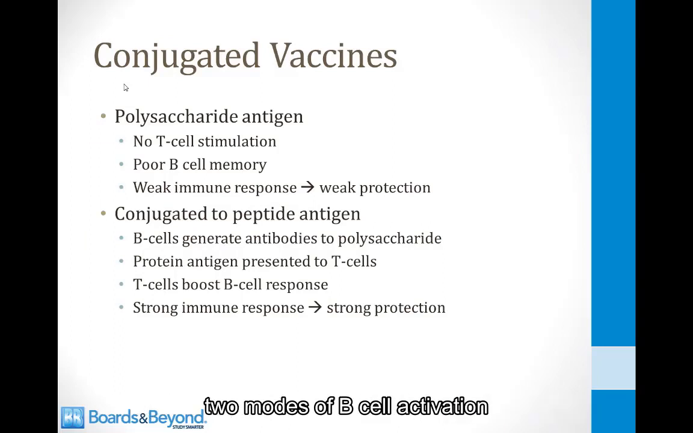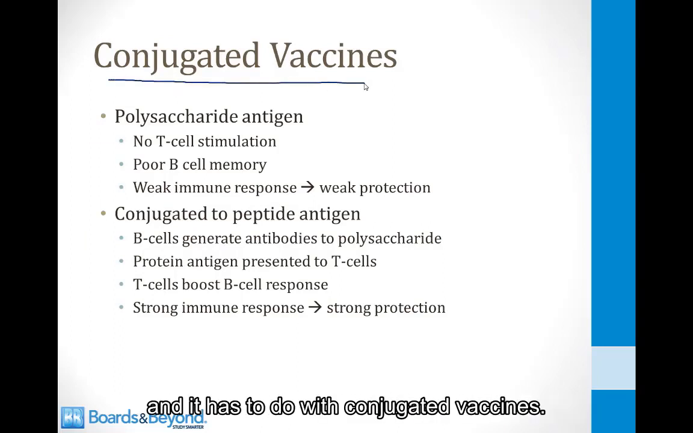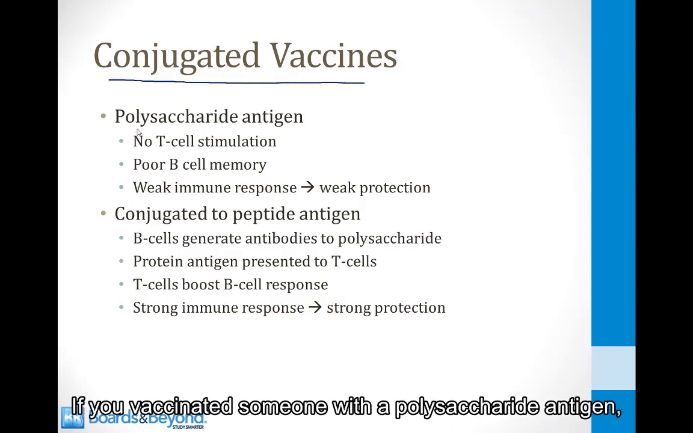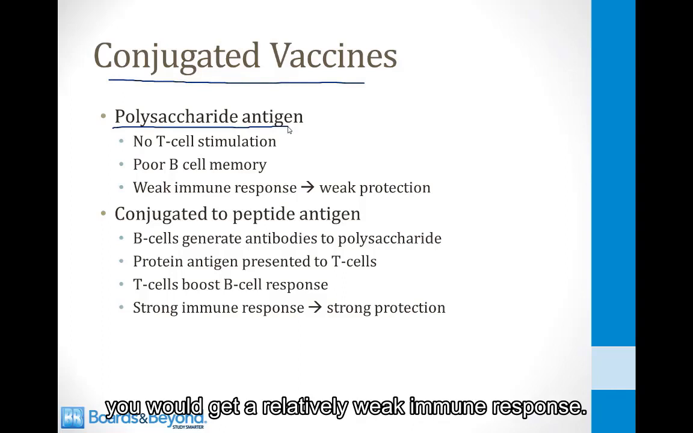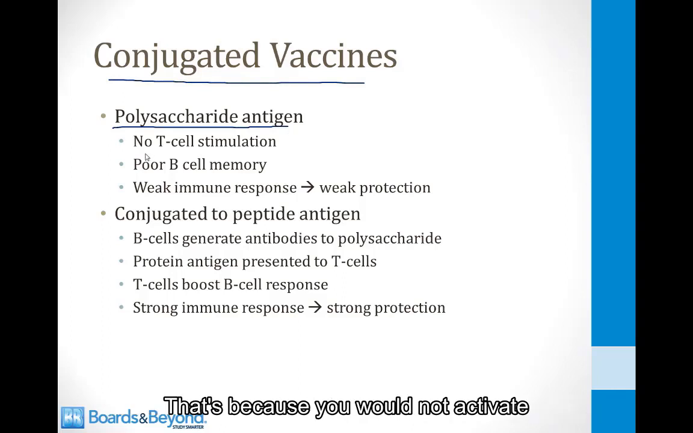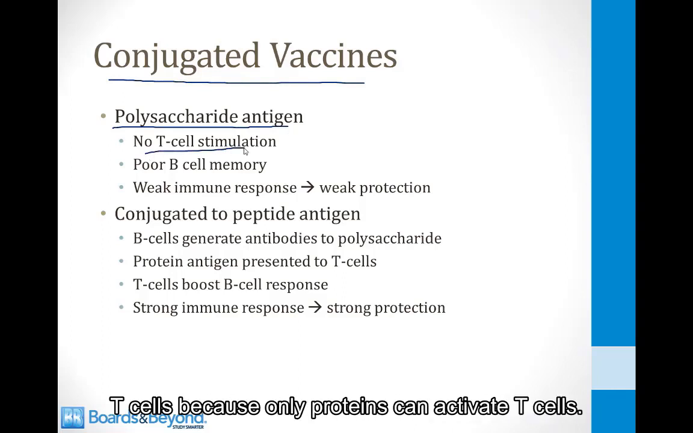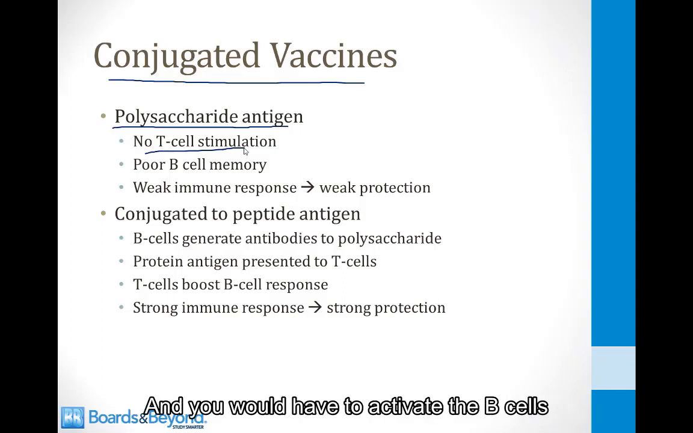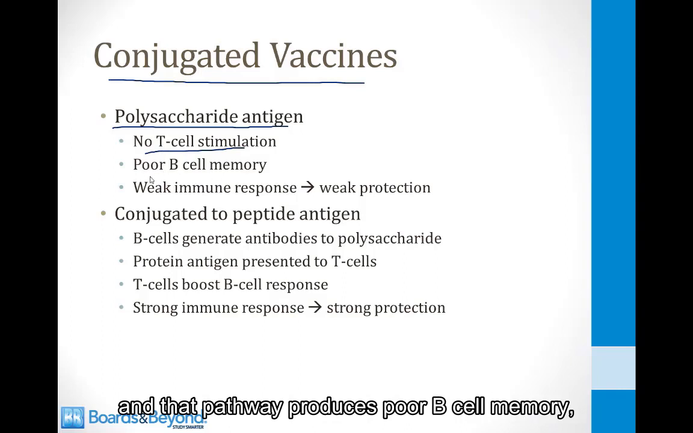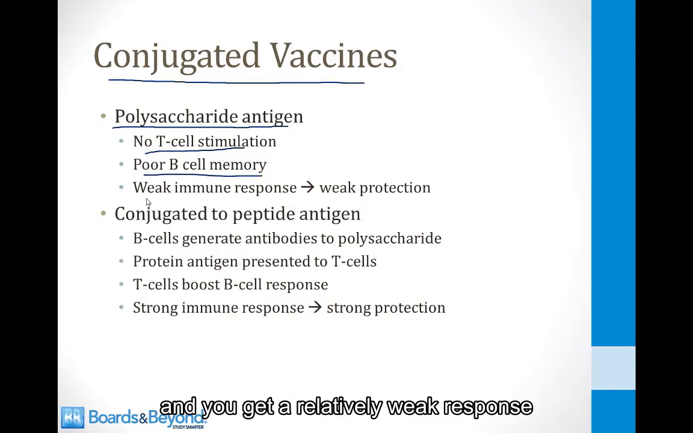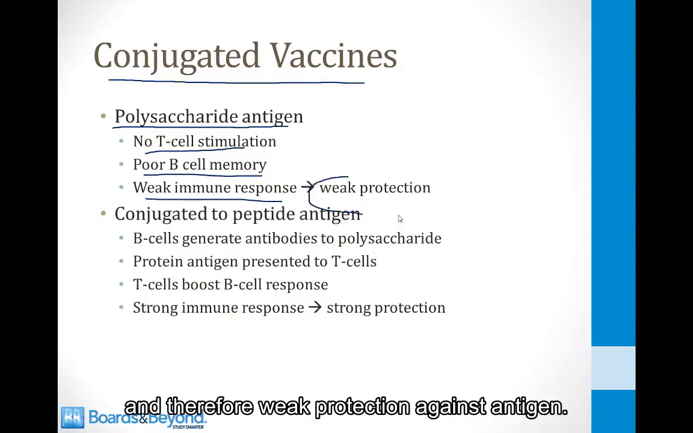There's a very important clinical correlation of the two modes of B cell activation, and it has to do with conjugated vaccines. If you vaccinated someone with a polysaccharide antigen, you would get a relatively weak immune response. That's because you would not activate T cells, because only proteins can activate T cells, and you would have to activate the B cells through that T cell independent pathway, and that pathway produces poor B cell memory, and you get a relatively weak response and therefore weak protection against the antigen.